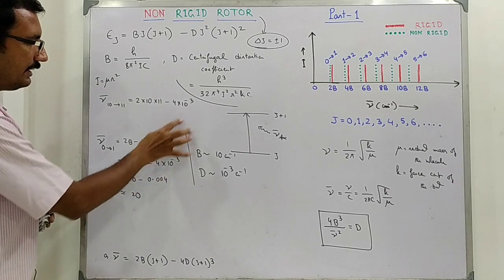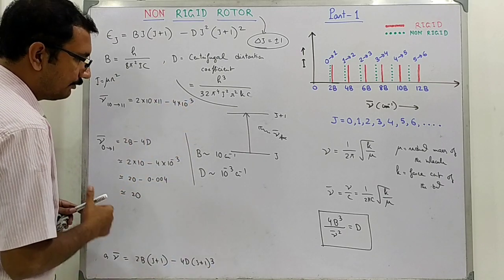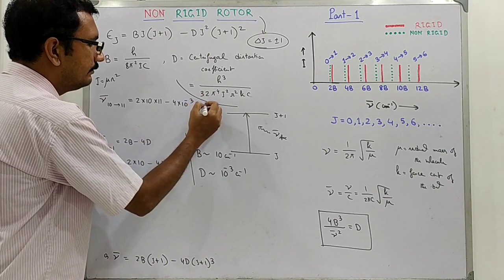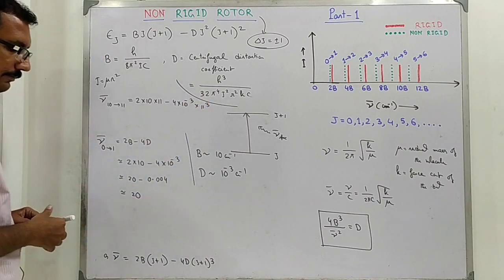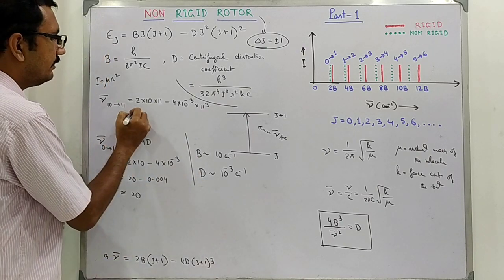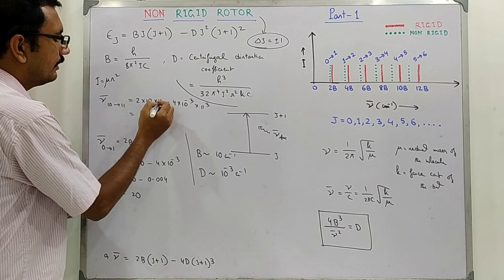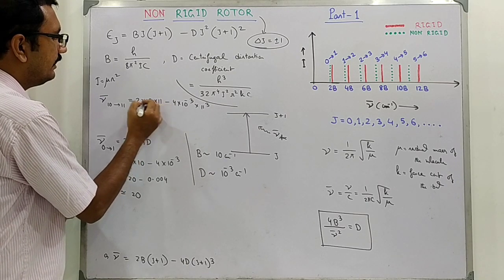We are putting the value of D here, 10 to the power minus 3, and then it is J plus 1 whole cube. So, it is 11 cube, 10 plus 1, 11 cube. Now, what is the value? It is 20 into 11 into 10, 110 into 2.